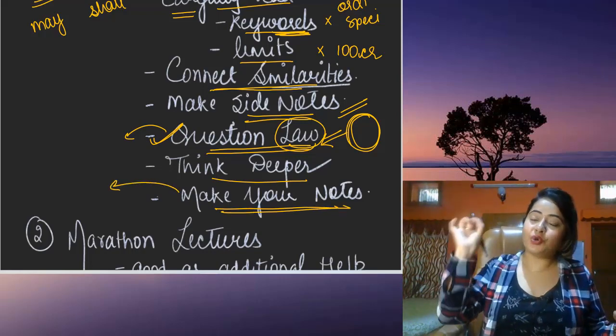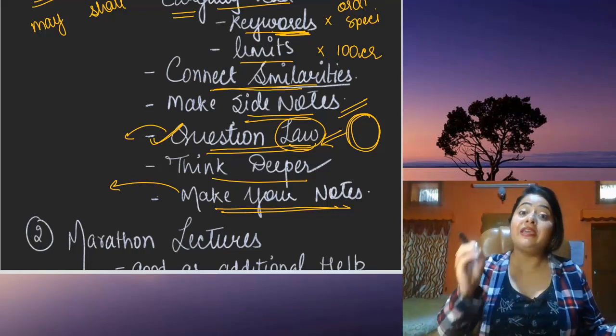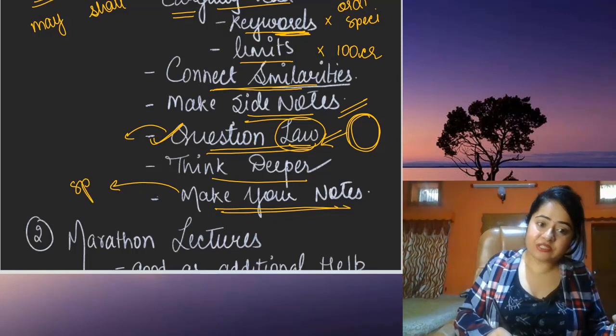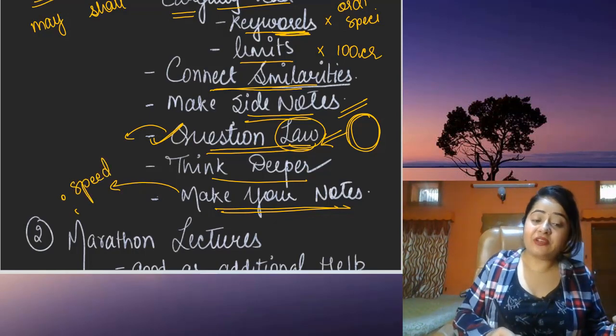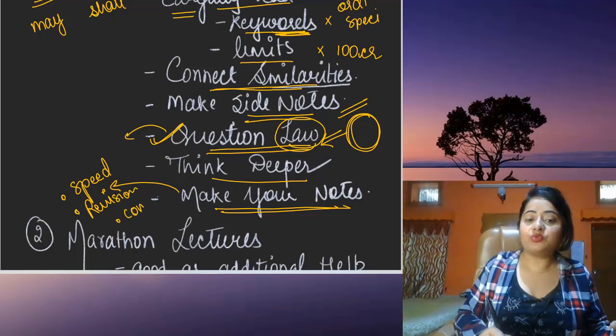Reading the section and then jotting down the key points that are there in the section on a separate piece of paper in your own hand will increase your speed. Plus, it will make your revision much easier because now you have your own summary notes. Plus, you will have better conceptual clarity.